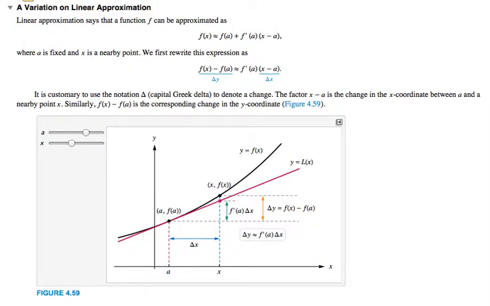So let's take a look at a variation on linear approximation. We have said that linear approximation of the function can be described as the value of the function at a given point plus the derivative of the function at that point times x minus that point, where a is fixed and x is some nearby point. So by rewriting it so that we have the change in y, or f of x minus f of a, call that delta y, we're going to approximate the derivative of a times x minus a, so this is really just the change in x.